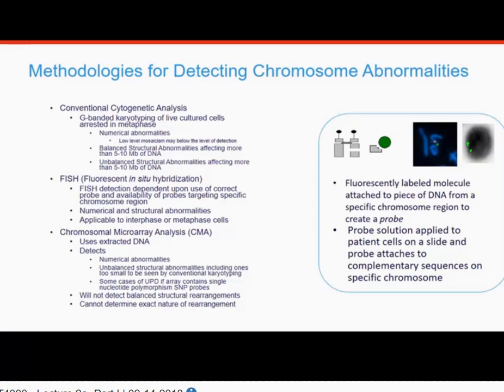Depending on the type of probes used, it can also detect some cases of uniparental disomy, but not all of them. What microarray will not do is detect balanced structural rearrangements. And it can't determine the exact nature of the rearrangement. What we report out on microarray analysis is copy number gain, copy number loss. Okay? The knowledge of the structure of that is important for recurrence risk to give the parents.